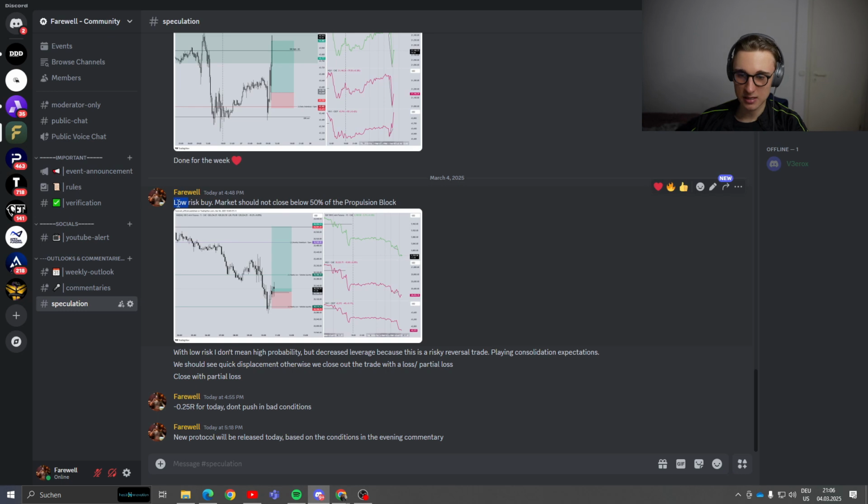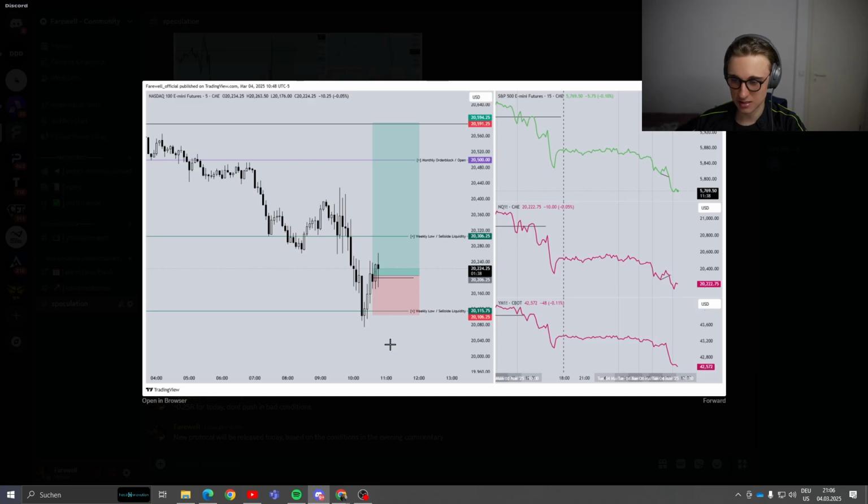I posted a low risk buy: market should not close below the 50% of the propulsion block, and then I just cleared that. With low risk I don't mean high probability but decreased leverage, because we have a reversal trade on the play and we're playing consolidation expectations.